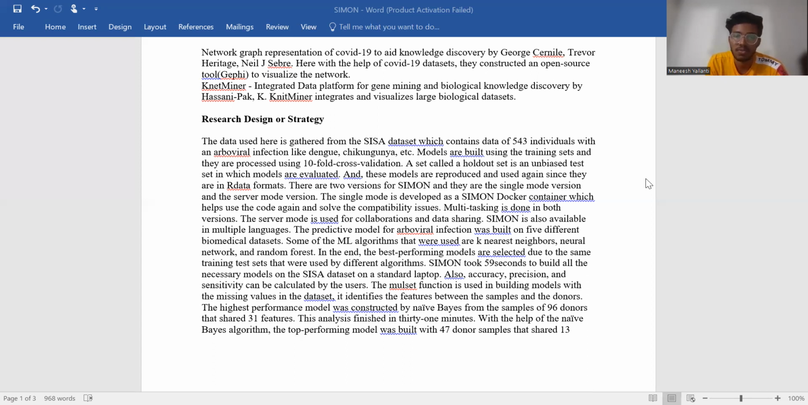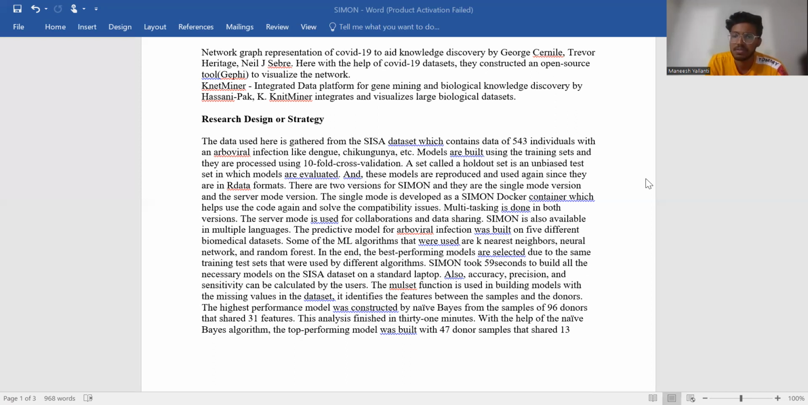The predictive model for arboviral infection was built on 5 different biomedical datasets. Some of the machine learning algorithms that are used are K nearest neighbors, neural network, and random forest. In the end, the best performing models are selected, since the same training and test sets are used by different algorithms. Simon took 59 seconds to build all the necessary models on the SIAC dataset on a standard laptop with 16 GB RAM and an Intel i9 processor. Also, accuracy, precision, and sensitivity can be calculated by the users here.